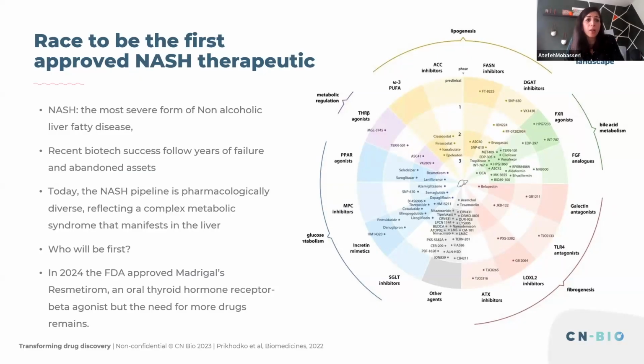So NASH, for those of you who are not familiar with it, is a severe form of non-alcoholic fatty liver disease. It is a very complex metabolic disorder in the liver, and up to this year, there wasn't any therapeutic for NASH. This shows the complexity of the disease and the challenges for pharmas to develop a therapeutic for NASH treatment.